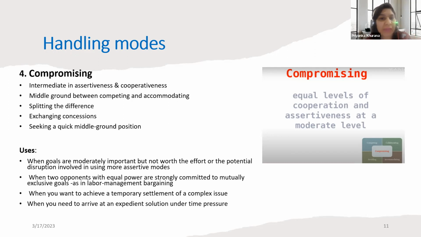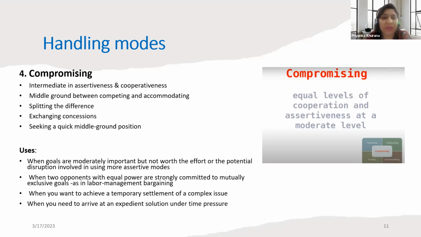When goals are moderately important, but not worth the effort of potential disruption involved in using more assertive modes. So the goals are still important, but if we get into competing mode or accommodating mode, it'll create problems because it's important for both of us, and we don't have that time for collaboration in those situations. Compromising could help. When two opponents with equal power are strongly committed to mutually exclusive goals, maybe as in labor management bargaining, both are equally committed. So we have to find a middle ground to resolve the conflict.